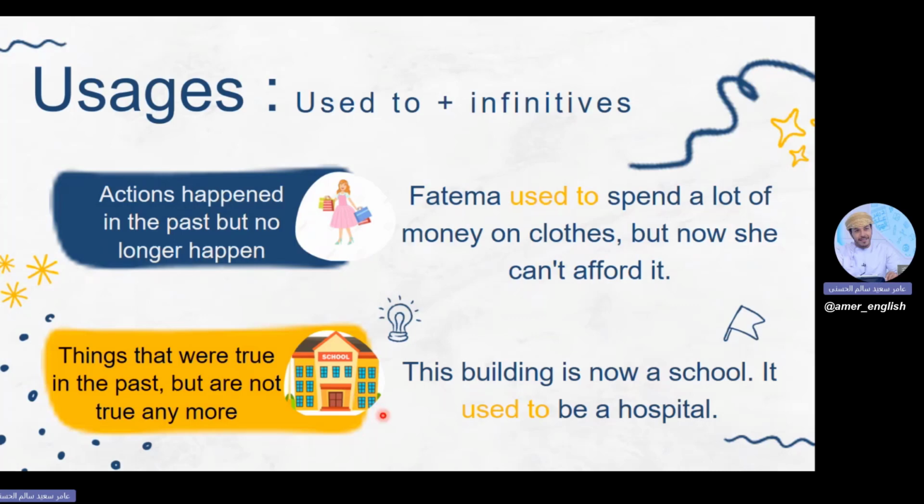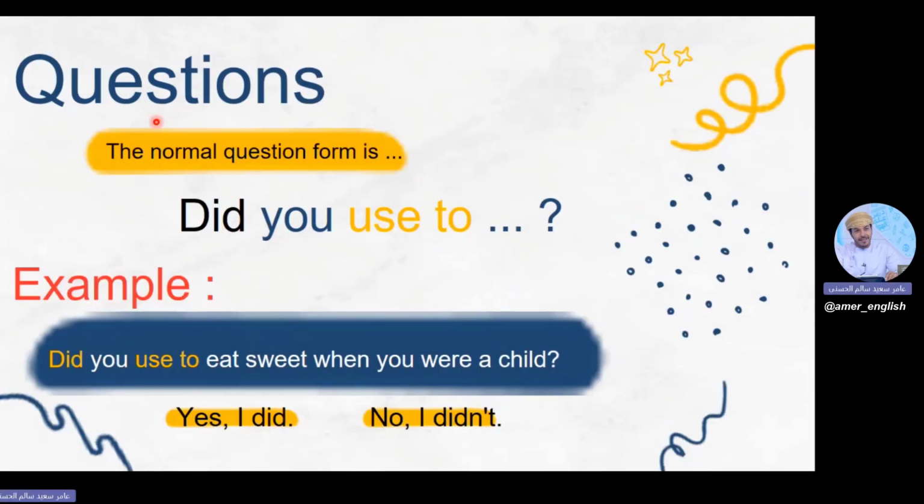So here, we talk about true facts, or habits maybe, that happened in the past but are no longer happening nowadays. So how can we form questions to talk about habits or something that happened in the past? Yes, you can use used to in questions like this one. Did you used to do something? For example, did you used to eat sweets when you were a child? Yes, I did. Or no, I didn't.